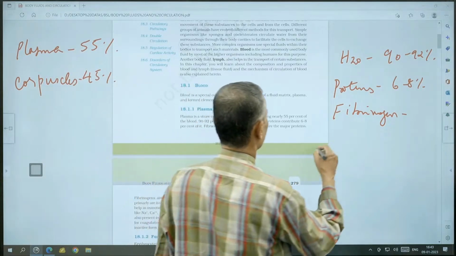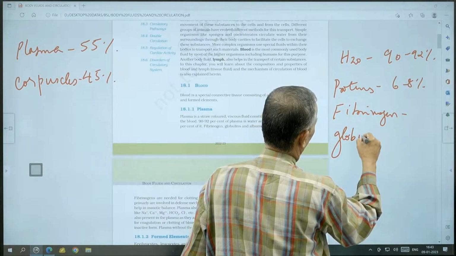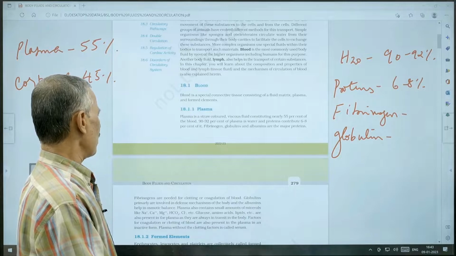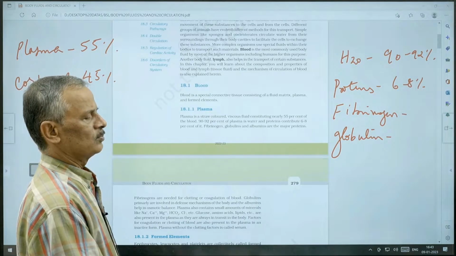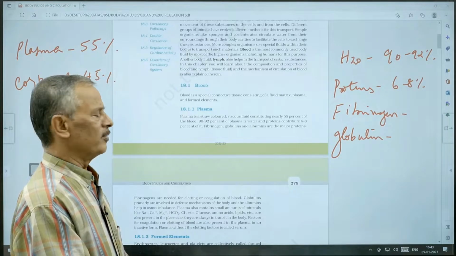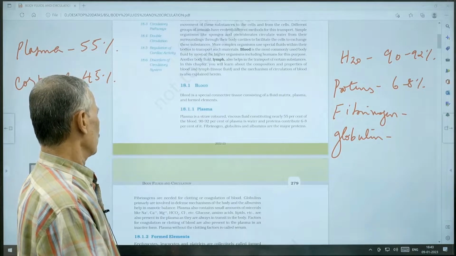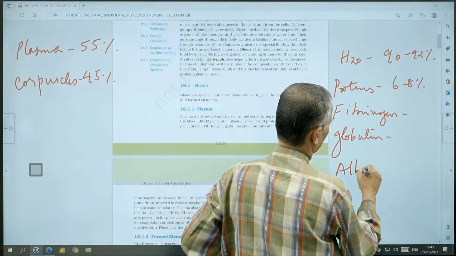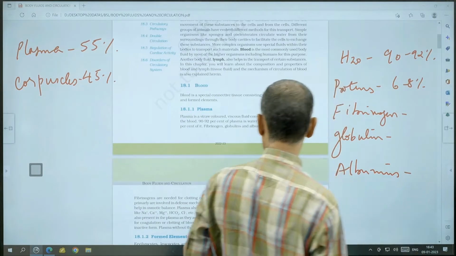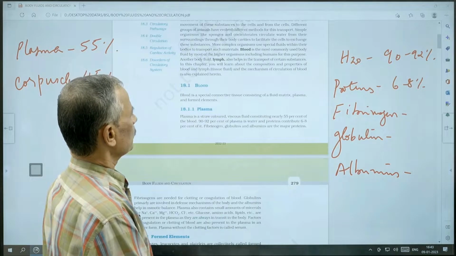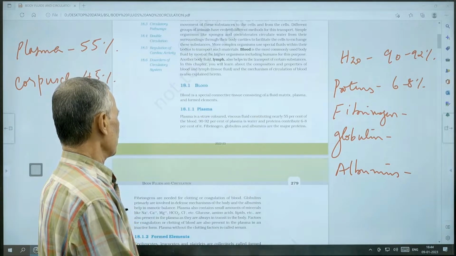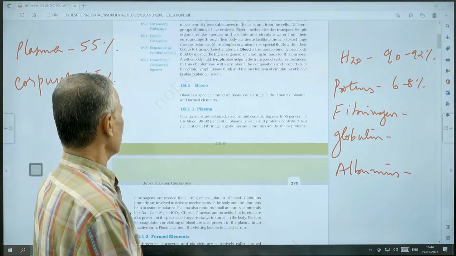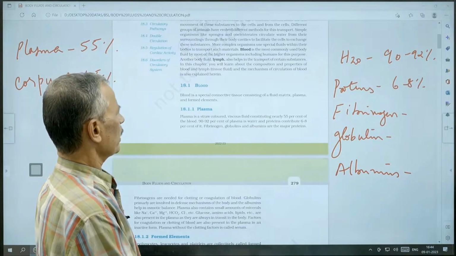And the third one is globulin. These are spherical proteins which are involved in defense mechanism, mainly in defense mechanism. So the proteins are albumin, which is responsible for the osmotic balance of the body, globulin, which is responsible for the defense mechanism of the body, and fibrinogen, which helps in blood clotting or coagulation. Okay, these are the proteins.